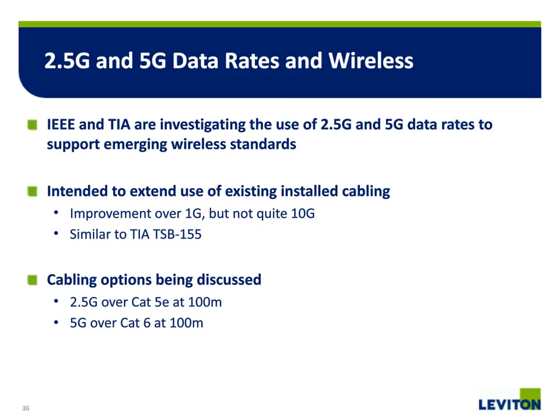So this is where the 2.5G and 5G standards come into play. The idea behind this is if you have an existing Cat 5E cabling system that's rated for 1G, but you want to put in some active equipment and WAPs that can handle the 2.5G, that way you don't have to pull new cabling. Same thing with Cat 6.